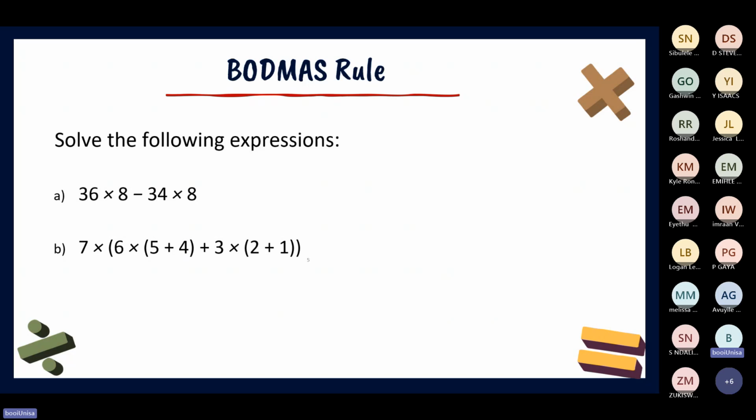So B is for bracket, O is for operation, exponents, powers. In the olden days, we used to call it an off, but it's not really an off. It's about exponents and powers. And D is for division, M multiplication, A addition, S subtraction. That's your BODMAS rule. What does it mean?